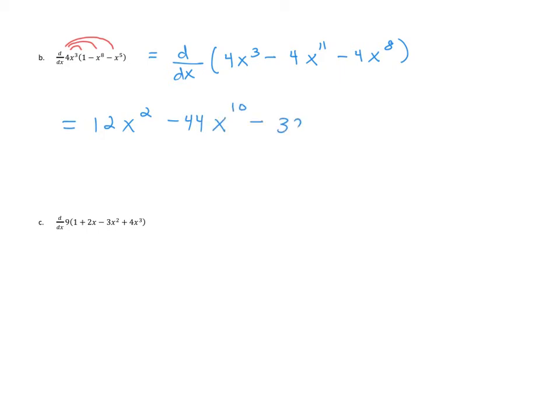For part B, same idea. I want to multiply this 4x cubed into the parentheses. So we haven't yet taken the derivative, we're just rewriting the expression. It's going to be 4x cubed minus, then we get 4x to the power of 11, and then minus 4 times x to the power of 8. I'm going to take the derivative of this thing. I get 12x squared minus 44x to the power of 10, and then minus 32 times x to the power of 7. So that would be the answer for this part.